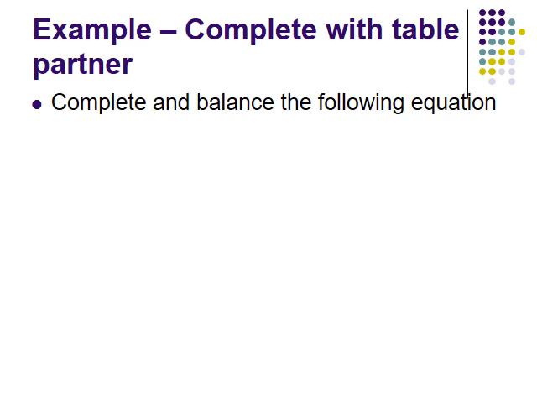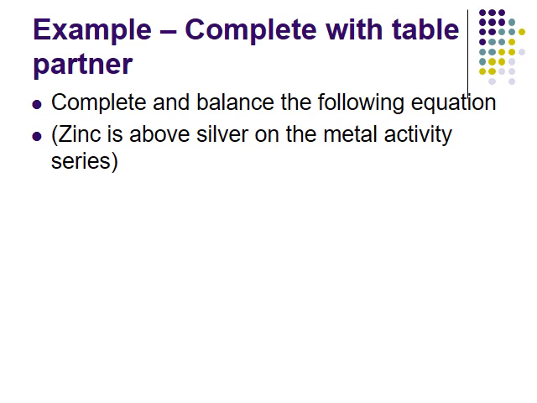So an example with this, again, complete and balance the following equation. We're going to see zinc and silver. Zinc is above silver on the metal activity series. So here's what they give us. Notice we have an element and we have a compound. Element, compound.